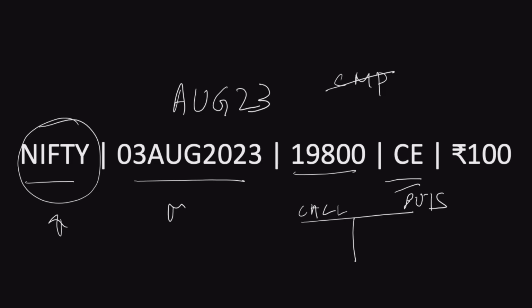And then finally, the 5th part of an options contract is the premium paid or received by either party. For instance, if you're an option buyer, you'd pay 100 rupees for this contract. If you're an option seller, you'd receive that 100 rupees for the same contract.